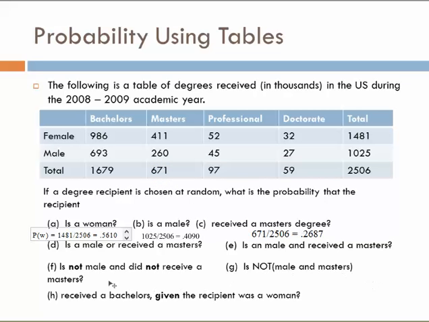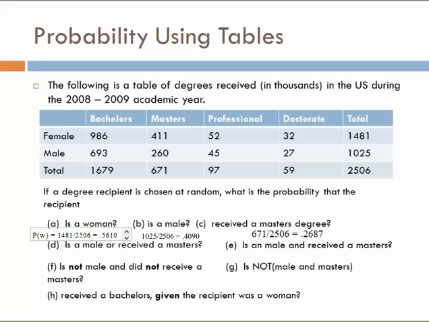Now let's go to the next one. Now it starts to get a little more complicated. Now we're looking for the probability that it's a male or a master's degree recipient. So notice the word "or." That's something we looked at in one of the rules. The "or" always corresponds to there's two ways that we can be successful. Either they're a male or a master, or they're a male with a master.